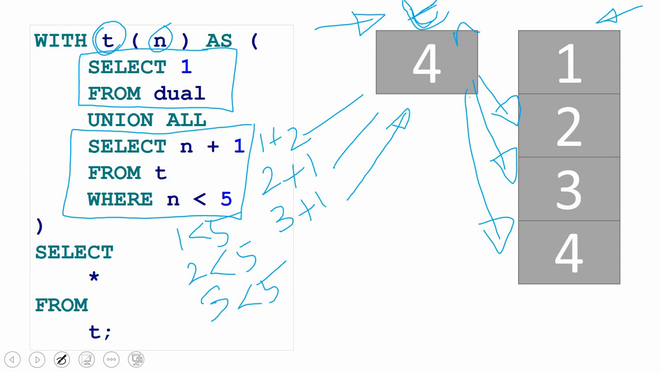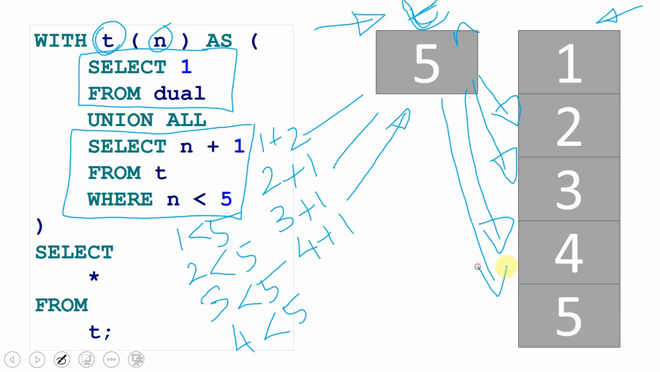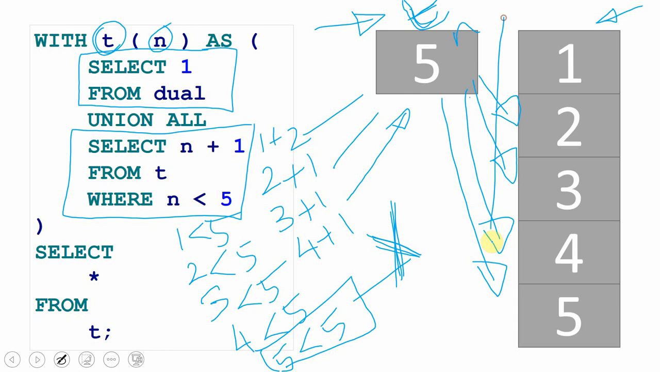Now your T is 4, so again the recursive member will get executed. 4 less than 5. N is 4, so 4 plus 1. Again T will be overwritten with 5, and the 5 will be added to your final result. Now again your recursive member will try to get executed: select 5 plus 1 from T where 5 less than 5. At this point the condition will not be satisfied, so your recursive member will not be able to produce any more rows. Then it will come out and print 1 till 5. So this is how the recursive query gets executed and returns the result.